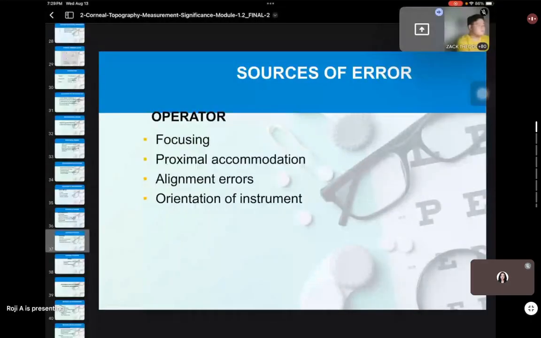All right. Now, from the operator, that means it's me, it's you, it's all of us. How we focus. The focusing. That's why I would ask you to always check your patient. Is your patient still in the right position?